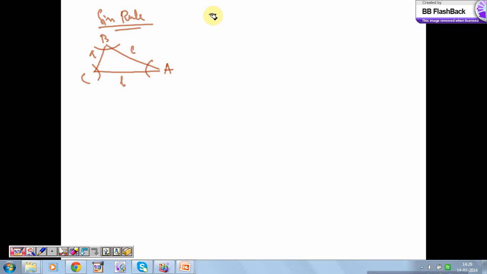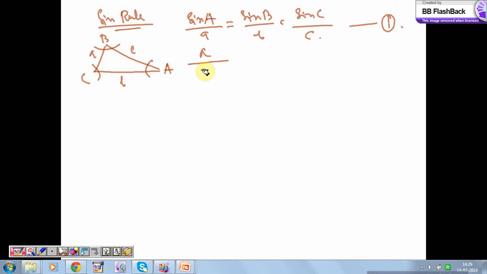Now, in the case of the sine rule, the expression is like this: sine A by a is equal to sine B by b is equal to sine C by c. This is one expression. You can also write another expression, that is a by sine A is equal to b by sine B is equal to c by sine C. Alright, so these are the two expressions.